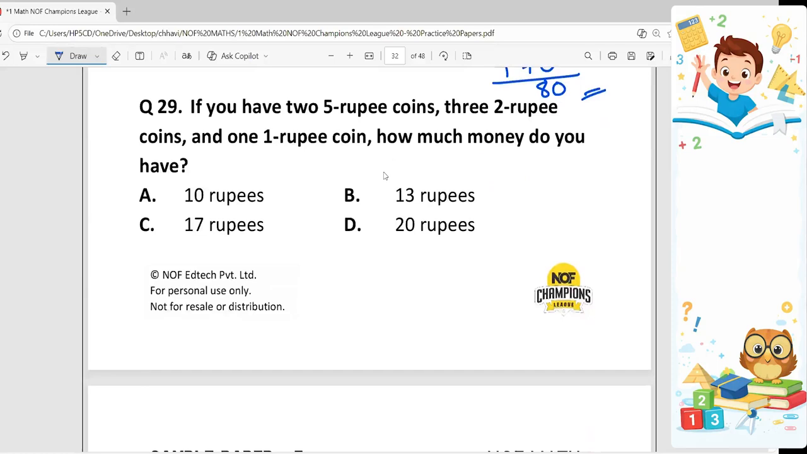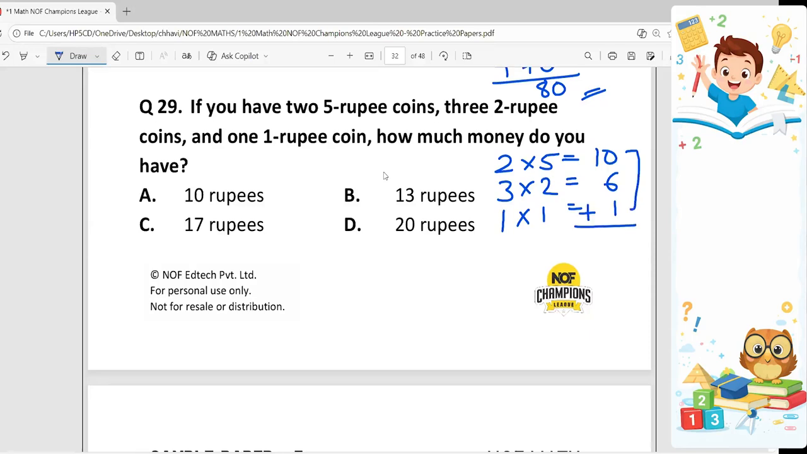29th. If you have two 5 rupee coins, three 2 rupee coins and one 1 rupee coin, how much money do you have? So we are again asked to total it. We have two coins of 5 rupees, three coins of 2 rupees and one coin of 1 rupee. So we have to multiply and get the final amount, that is 2 fives are 10. Then we will add it. 3 twos are 6 and 1 ones are 1. Now this is the amount which we have exactly.